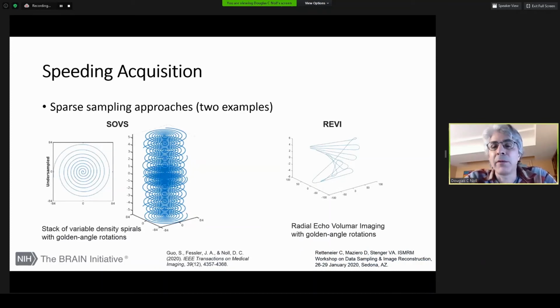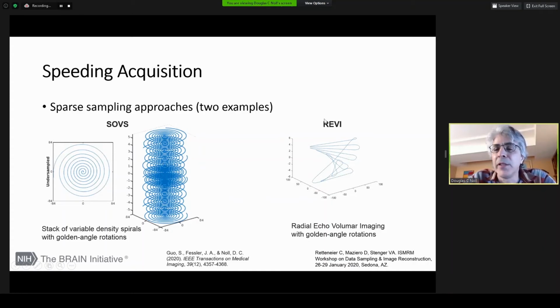So let me talk about some of the progress we've made along the way. In terms of speeding the acquisition under aim 2, we've looked at a number of different sparse sampling approaches. On the left, we have a stack of variable density spirals, and these are fairly sparse spirals. You can see this is a total matrix size of about 160, but we only have a few turns of the spiral. So it's a rather sparsely sampled spiral, and it's stacked in 3 dimensions in this way. And then these spirals rotate with golden angle type rotations from run to run.